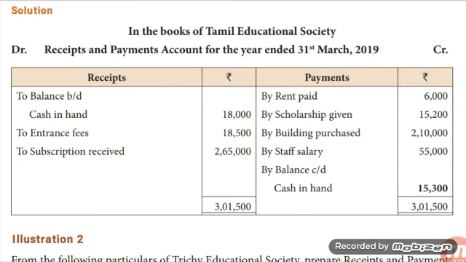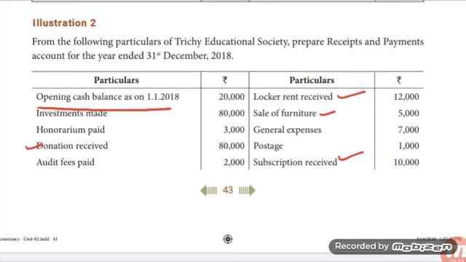Then next question. From the following particulars of Trichy Educational Society, prepare receipts and payments account for the year ended 31st December 2018. Question is given. You are required to prepare receipts and payments account. So, draw the account, write the title, Receipts and Payments Account of Trichy Educational Society for the year ended 31st December 2018. First, enter the opening balance on the debit side.